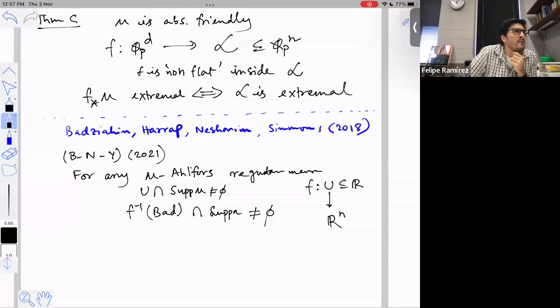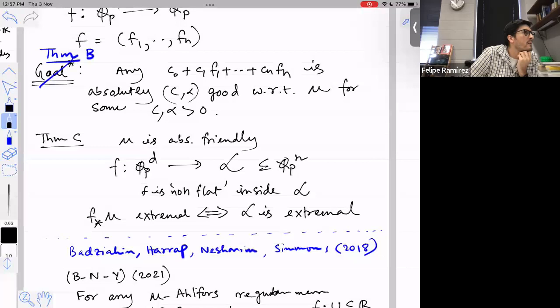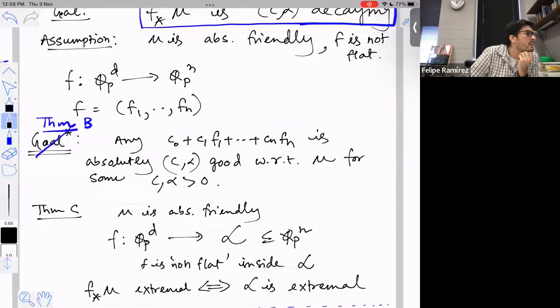I have a question. I'm sorry. Yes. What is the purpose of those coefficients C0 through Cn in Theorem B?